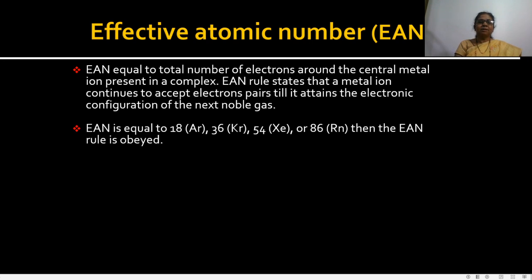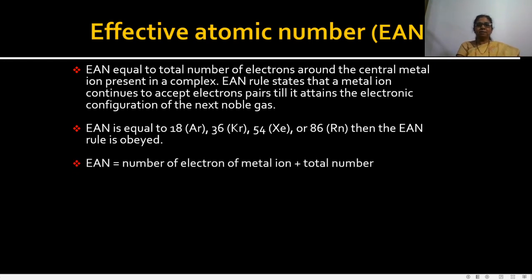which is when the EAN number is equal to 18, 36, 54, 86. Then the EAN rule is obeyed by this coordination compound. If this compound has an EAN number equal to a noble gas electronic configuration, then it obeys the EAN rule. Then how do we calculate the EAN number?